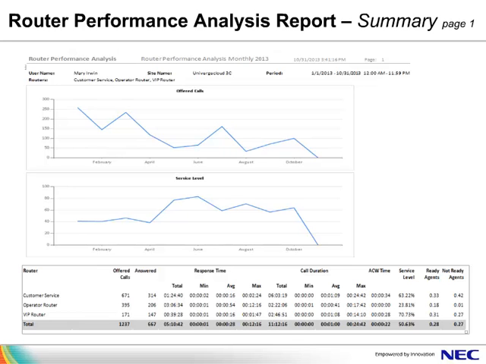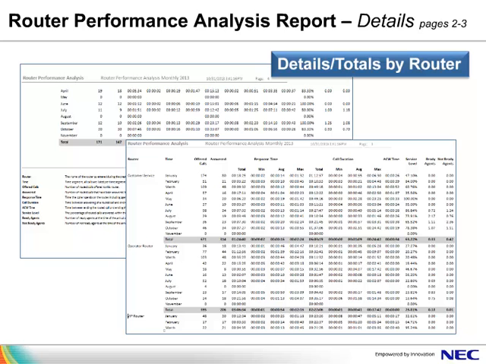The Router Performance Analysis Report provides information on performance metrics for one or more routers displayed in both graph and text formats. The summary page provides an analysis of the total calls offered to each router, the total calls answered, and the average service level achieved for the report period. The Router Performance Analysis Report takes the information displayed in the summary and breaks it down by router into the specified time segments to make it easier to analyze the data and spot areas that may need improvement.